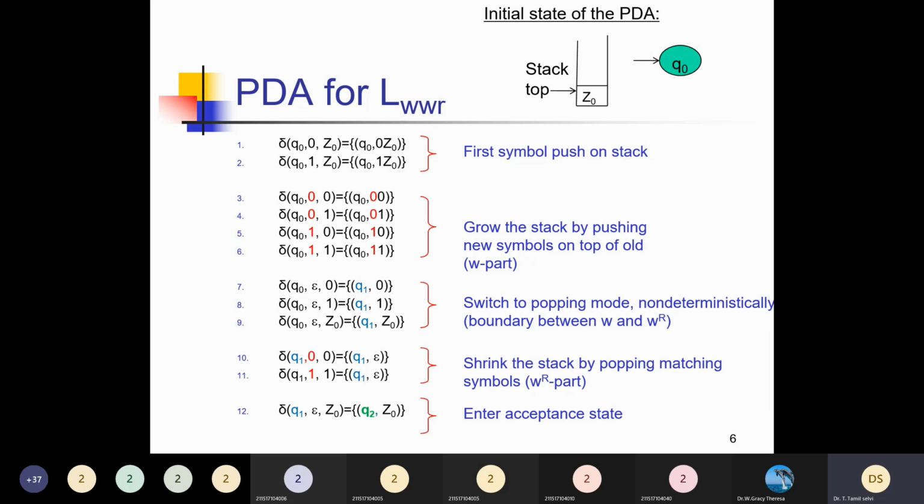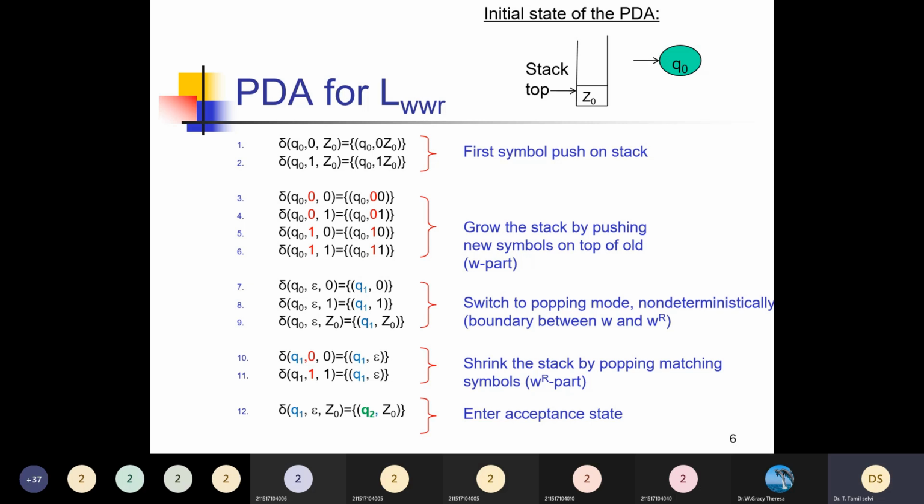Okay, likewise, writing the same function for the input that starts with 1. That is the transition of Q0, comma, my string starts with 1, and then Z0 is the initial value of the stack, that is the top of the stack. So based on this, I can decide the next state.